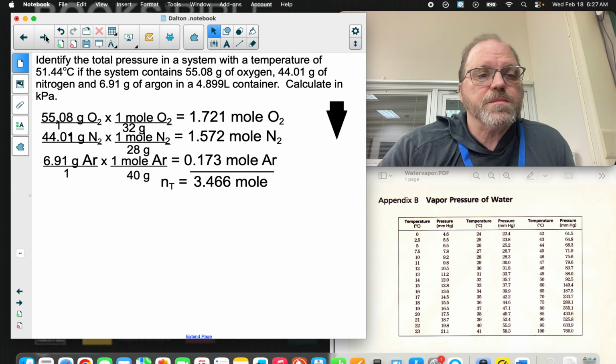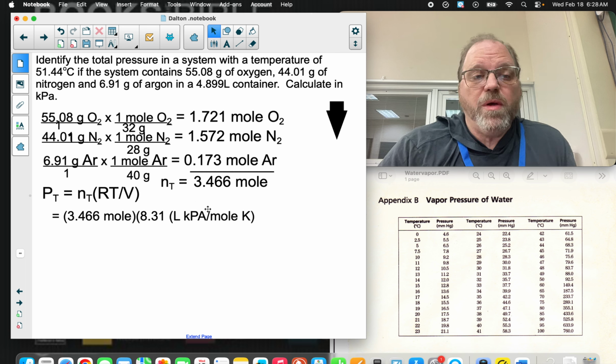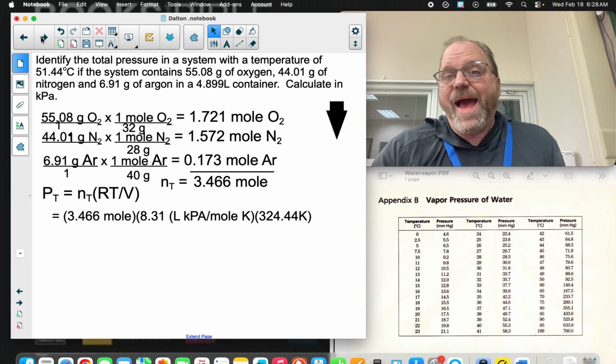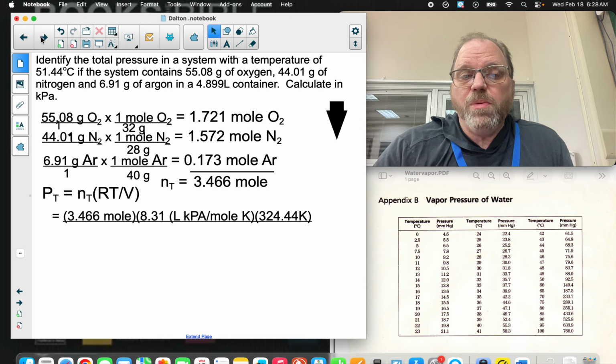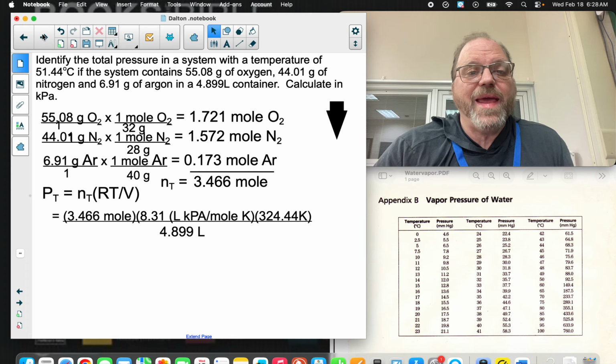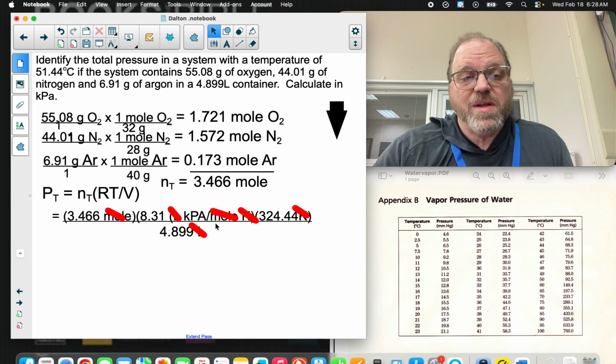All right, now plug in the equation. P total is equal to N total RT over V. Our N total, we just said, was 3.466 moles. R, because we're doing kilopascals, is going to be 8.31 liter kilopascals per mole Kelvin. The temperature here is 51.44 degrees Celsius, but we need that in Kelvin. Add 273, so we get 324.44 Kelvin. And our volume is going to go on the bottom, 4.899 liters. Our Kelvins cross out, moles cross out, liters cross out. We're left with kilopascals right there in the middle.